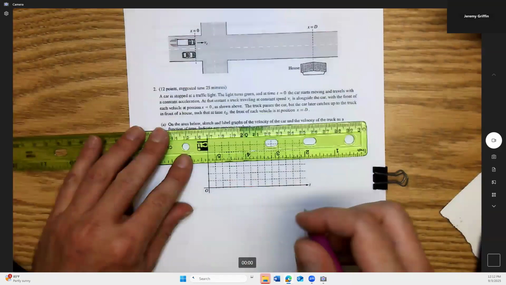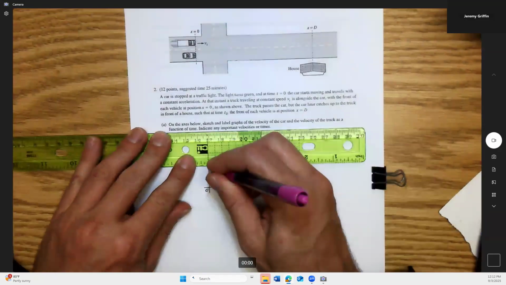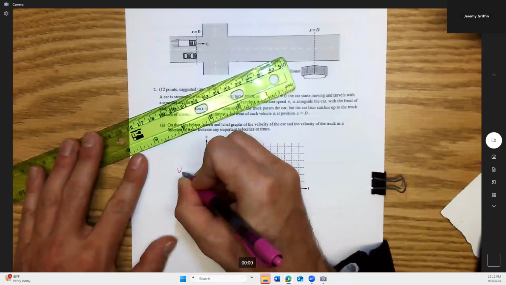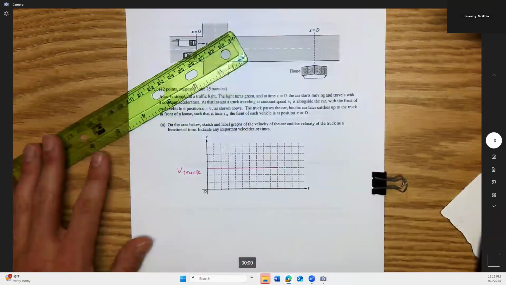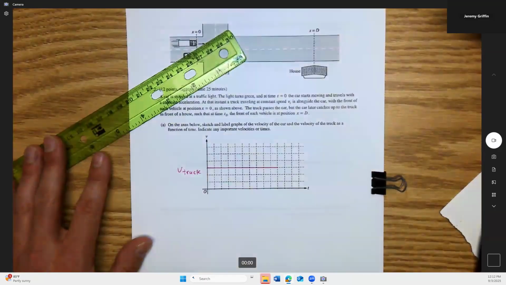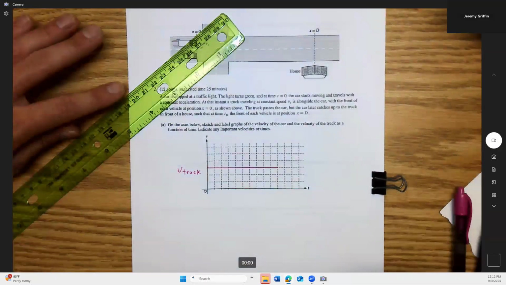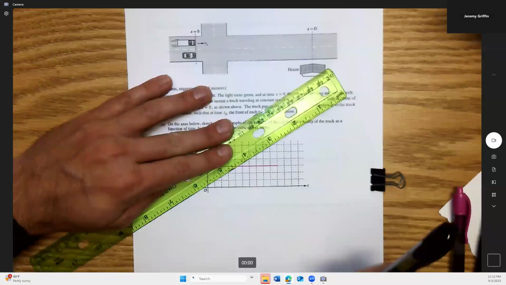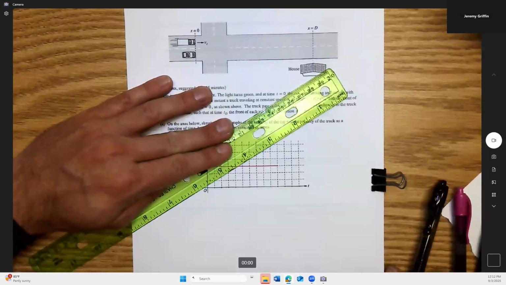Now the truck's going constant velocity, so I would just do like v truck. It'd just be some constant value like that, right? Constant. And looks like most of you guys got this right for the car also. Okay, so there's a truck. Now the car would be speeding up from it, so wouldn't it be like this straight line?